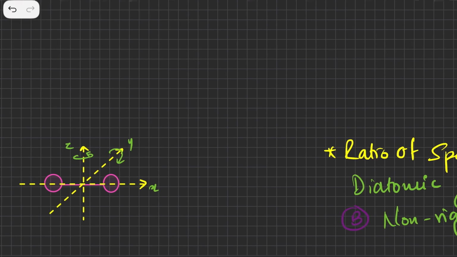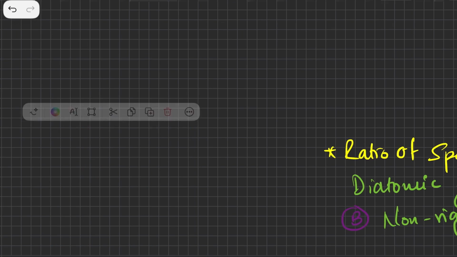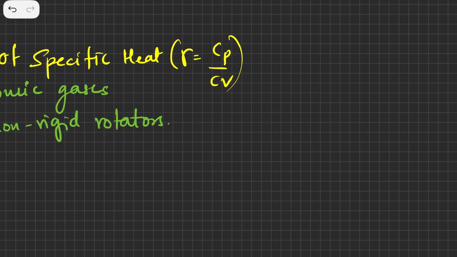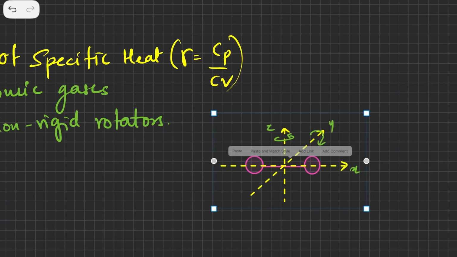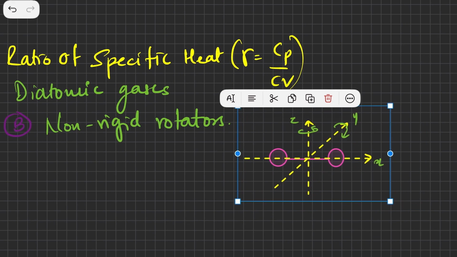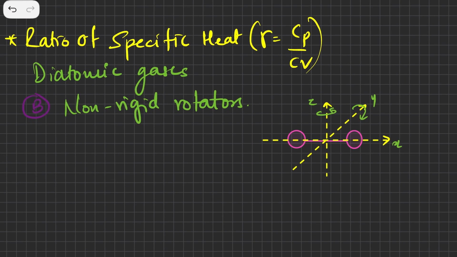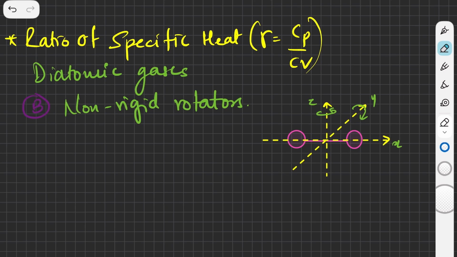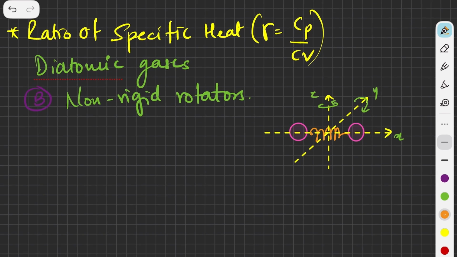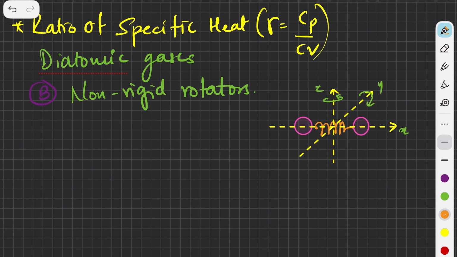So let's copy and paste over here. Okay, so we are through. Now I'll just draw this. This molecule can have a vibratory kind of motion in between. So let's count the degrees of freedom then. It all boils down to the degrees of freedom.